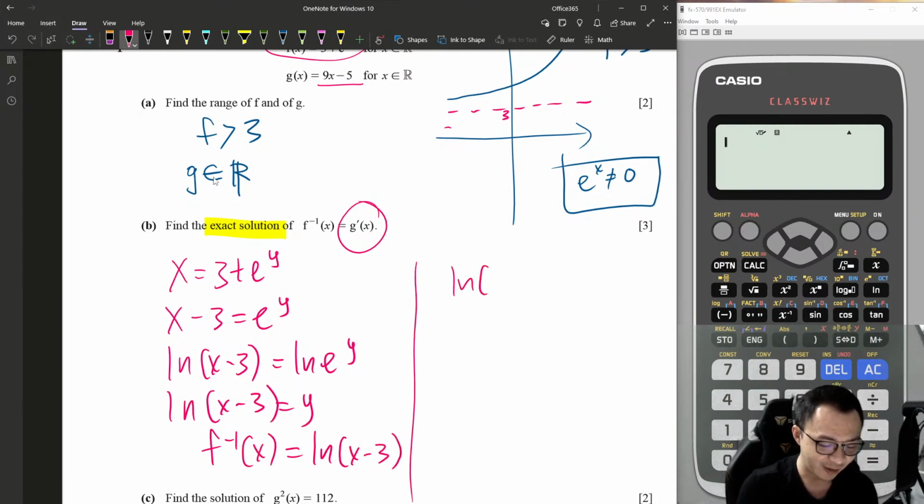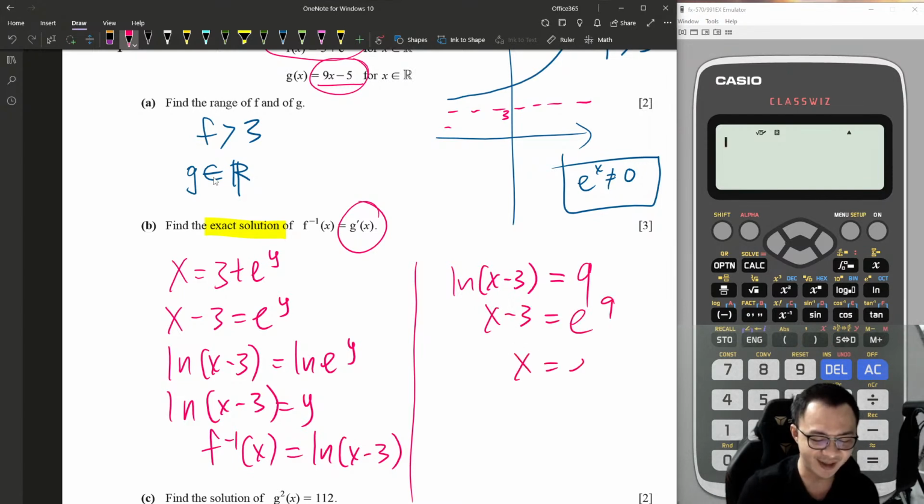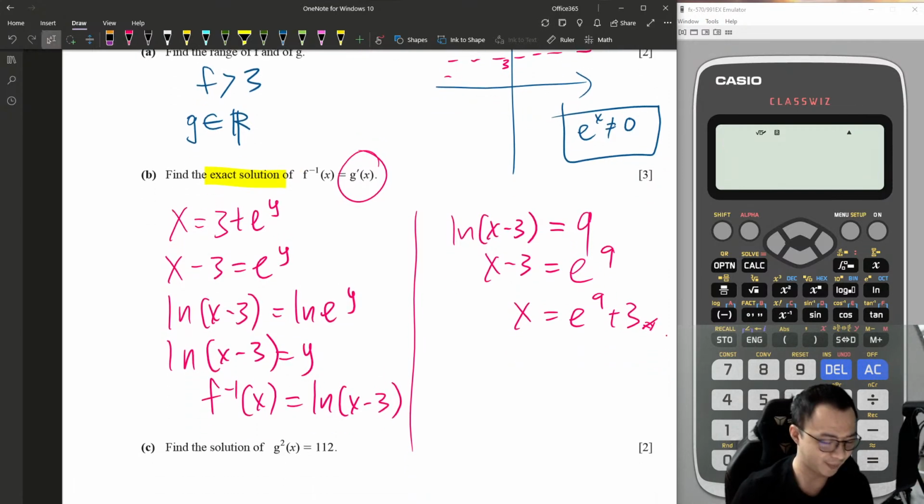So ln(x minus 3) will equal g prime x. Basically, when I differentiate 9x minus 5, I get 9. So therefore ln(x minus 3) equals 9. Move ln to the other side, exponent 9. x is e^9 plus 3. Done. I will leave my answer in this form because they ask for exact form, right? So this will be my exact form.